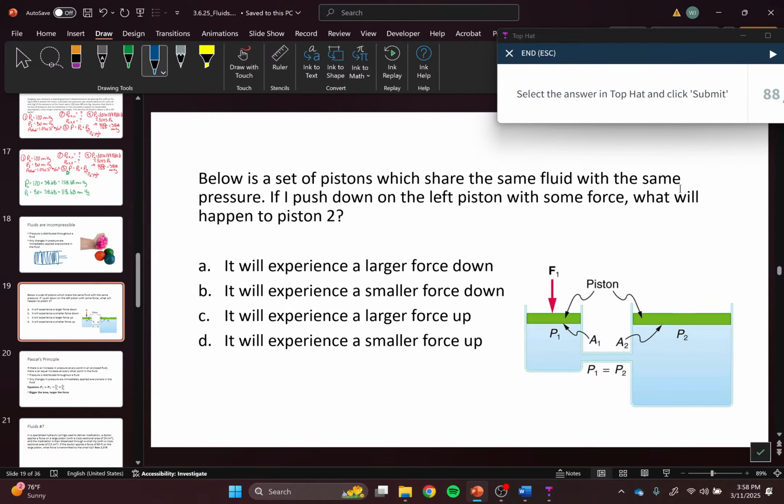So we push down on this piston, it goes down, and my question to you is what's going to happen to the second piston? If I push down on this first piston with some force, will the second piston experience a large force downwards? So it's going to want to get pushed downwards. Will it experience a small force downwards? Will it want to go downwards? Will it experience a large force upwards? Or will it experience a small force upwards? And specifically, will it experience a larger force than I push it with, or a smaller force than I push it with?